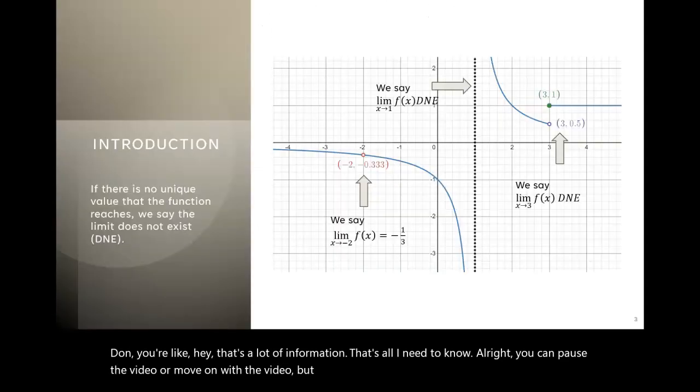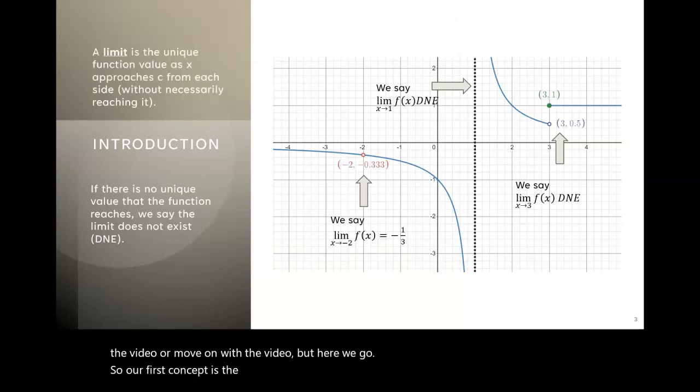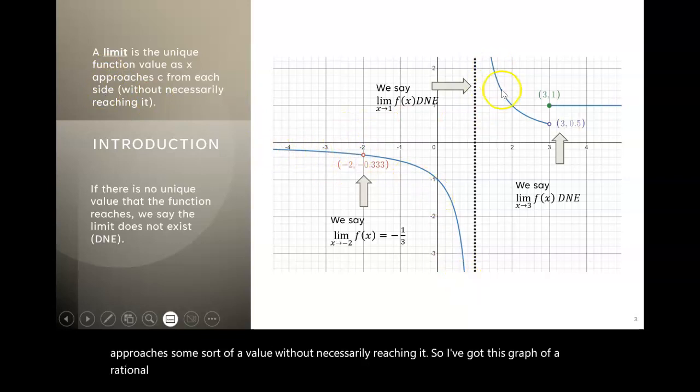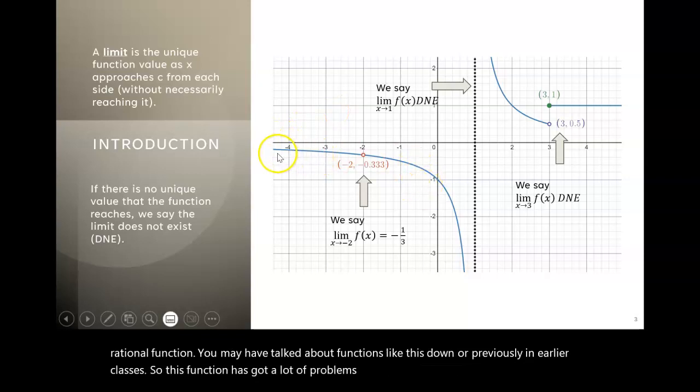But here we go. So our first concept is the idea of a limit. You have to imagine what's happening as x approaches some sort of a value without necessarily reaching it. So I've got this graph of a rational function. You may have talked about functions like this previously in earlier classes. So this function's got a lot of problems with it.